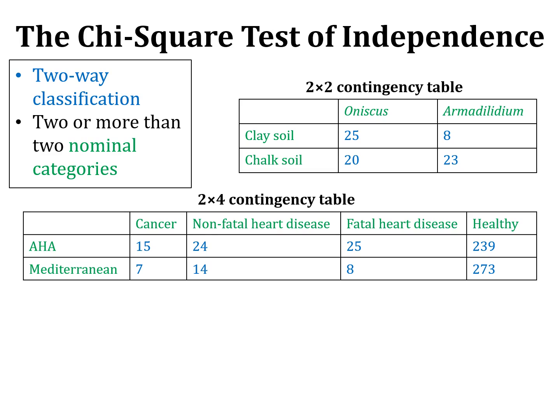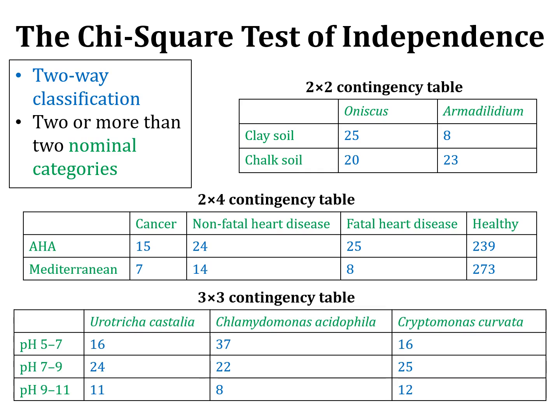Why is it a 2 by 4 contingency table? Because the rows have 2 categories, and the columns have 4 categories. So that is why this is a 2 by 4 contingency table. And now we have another example, which is a 3 by 3 contingency table.